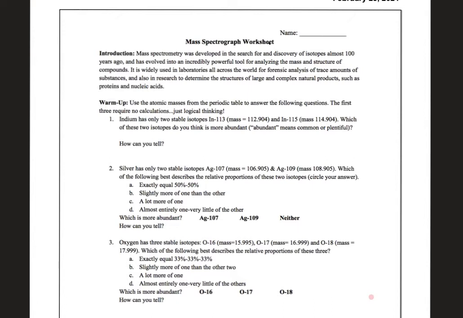Looking at the worksheet, the introduction says, mass spectrometry was developed in the search for the discovery of isotopes almost 100 years ago and has evolved into an incredibly powerful tool for analyzing the mass and structure of compounds. It is widely used in laboratories all across the world for forensic analysis of trace amounts of substances and also in research to determine the structures of large and complex natural products such as proteins and nucleic acids.